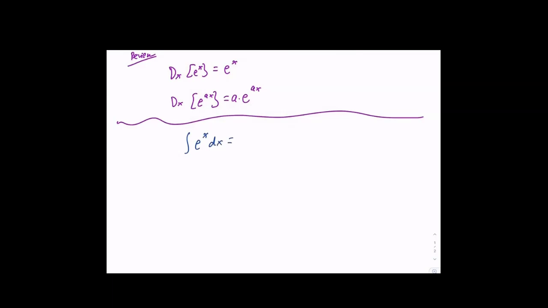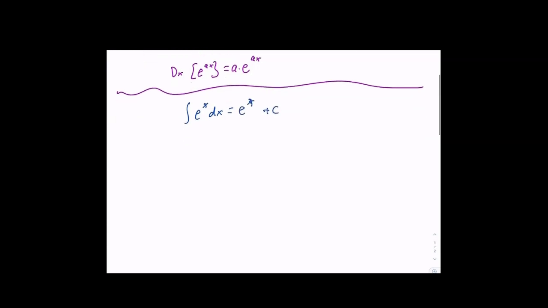dx. So if the derivative of e to the x is e to the x, then what is the integral of e to the x? e to the power of x plus c. Plus the constant of integration. Perfect. And the integral of e to the ax dx would therefore be? A by e to the x plus c.